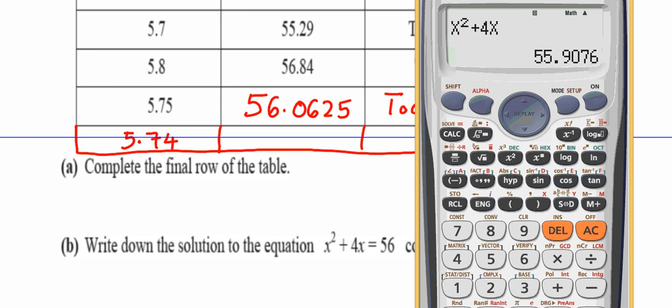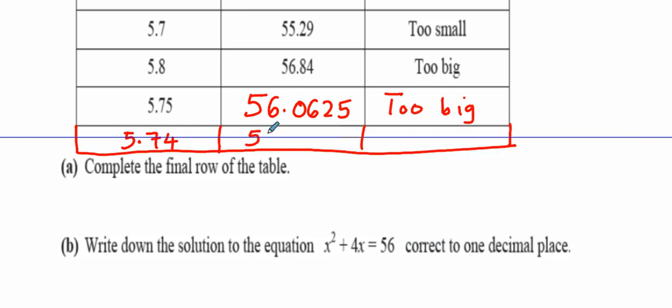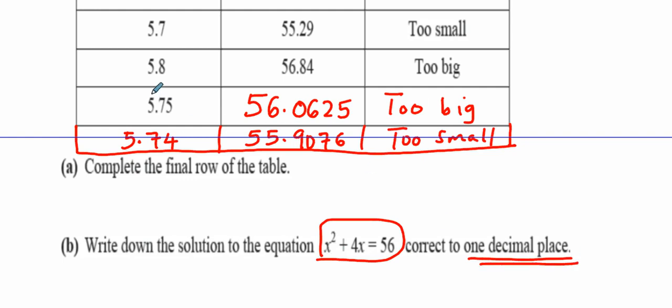We got 55.909076. Okay, something which is too small. Now, because they have said write down the solution to this equation correct to one decimal place, we stop here, because we have two decimal places over here.